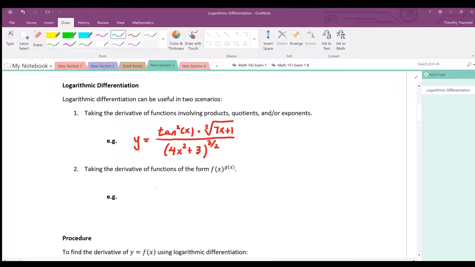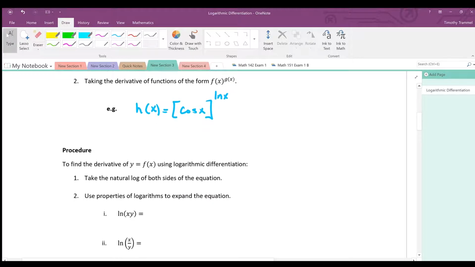All right, so let's write down an example function. How about we'll call it h. So h of x is equal to, and let's go with cosine of x to the natural log of x. Okay, this would be one where we'd want to use logarithmic differentiation.